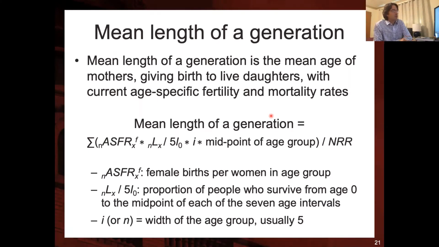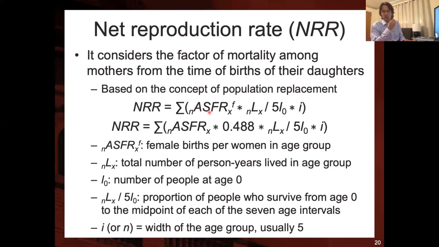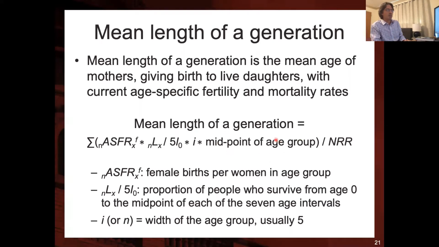And the final measure on this portion of the lecture is the mean length of a generation. The mean length of a generation is the mean age of mothers giving birth to live daughters with the current age-specific fertility and mortality rates. How do you calculate the mean length of a generation? You use the same information as we used before for the net reproduction rate in the numerator here. So this portion here is the average production of daughters per woman, considering the mortality of women. And then you multiply by the midpoint of the age group, and you divide by the net reproduction rate. Right? So here we have the female births per woman in the age group, the proportion of people who survive from age 0 until the midpoint of that specific age group, and the width of the interval.